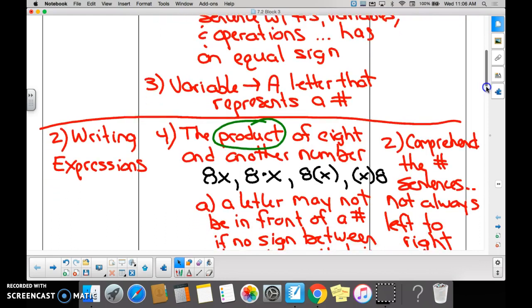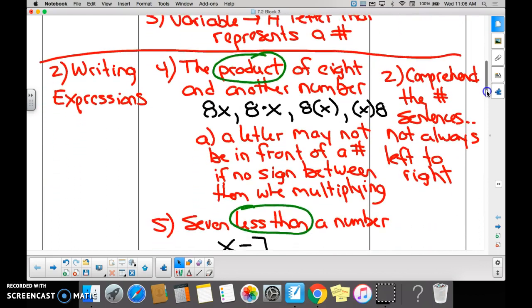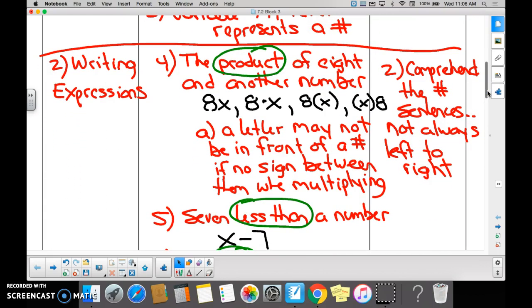When writing expressions, we need to look for keywords like in number 4. The product of 8 and another number. Product means we're going to do what? Multiply. Everybody, multiply. We're going to multiply. And we listed several ways to write the product of 8 and another number.